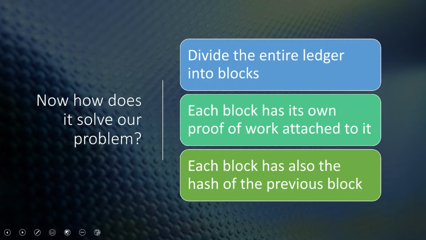So now how does this solve our problem? What we do is divide all our transactions into smaller blocks like this. And each block has its own proof of work.